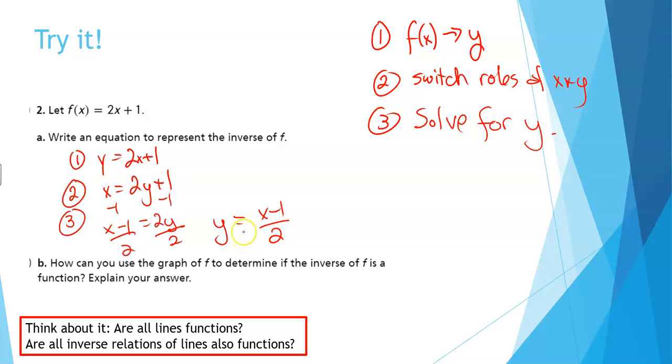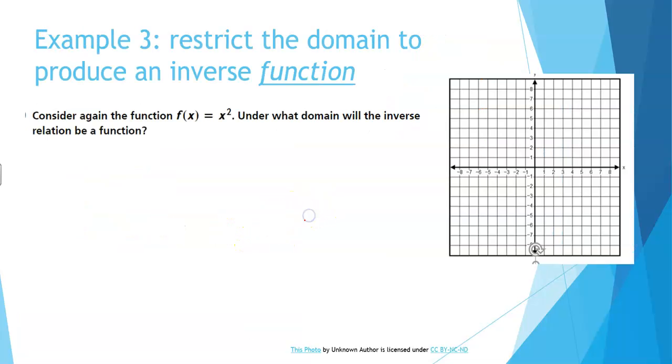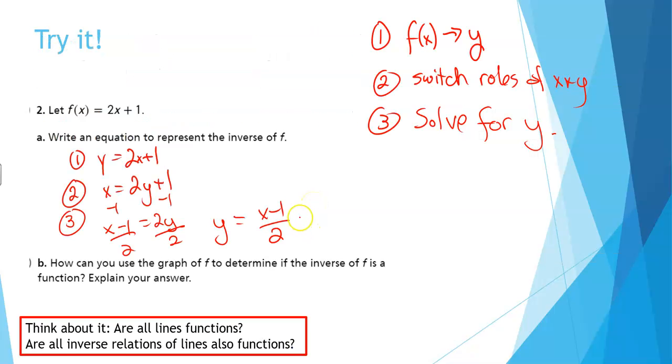This right here, y equals x minus 1 over 2. Now, I could still graph that, but I'm going to simplify this a little bit. That's the same thing as 1/2 x minus 1/2. So this is going to help me graph it a little bit. The first one, the y-intercept is 1 and the slope is 2.